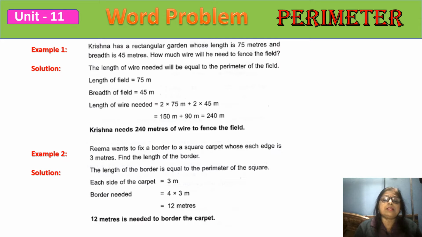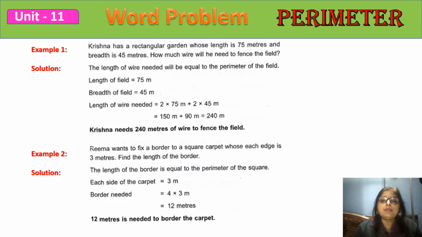Your first example is: Krishna has a rectangular garden whose length is 75 meter and breadth is 45 meter. How much wire will he need to fence the field? It means Krishna has to fence the field, and for fencing, wire is needed. So this field is rectangular. First you draw the picture of the rectangular garden whose length is given as 75 meter. It is written here, and the breadth of the field is 45 meter.